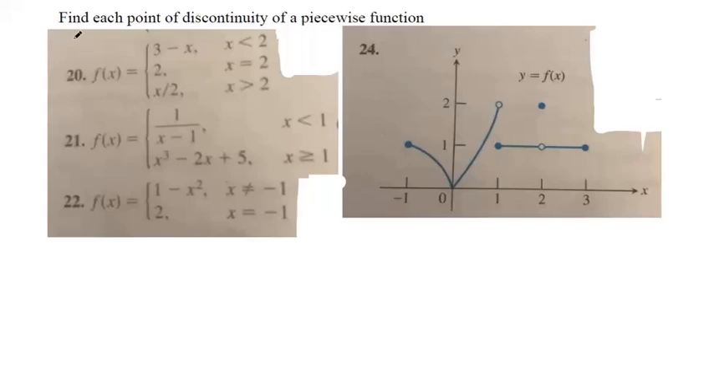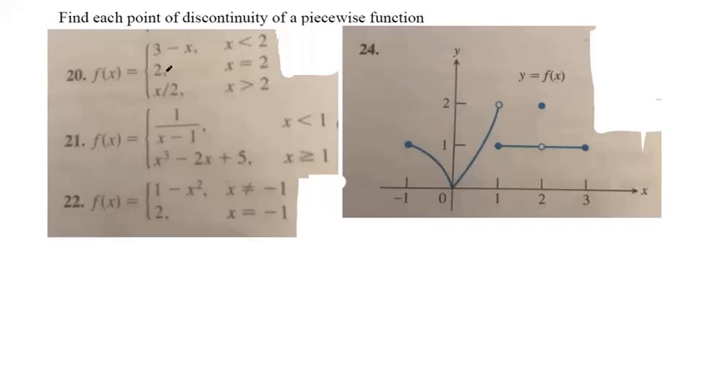We'll start with this top one up here. Find each point of discontinuity of this piecewise function. So with piecewise functions, what you really want to be worried about is where it switches from one value of x to another value of x, like these two places. We want to see at x equals 2, is there a point of discontinuity?